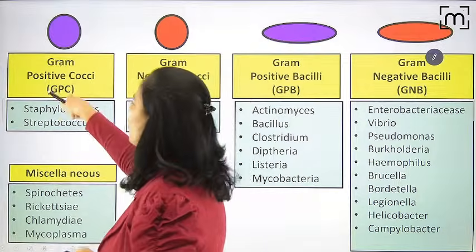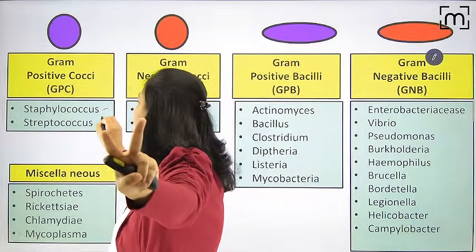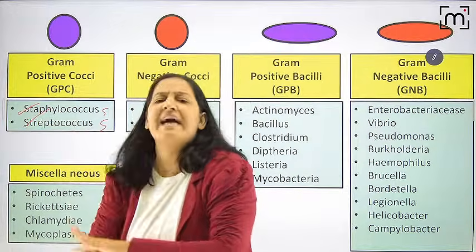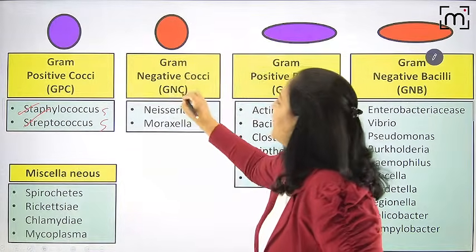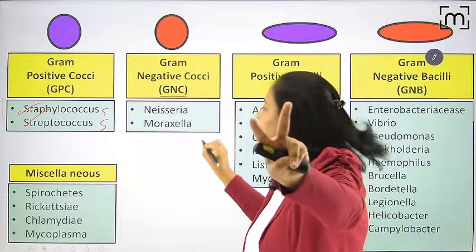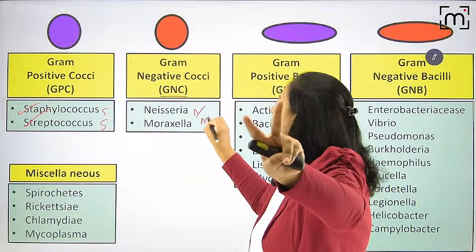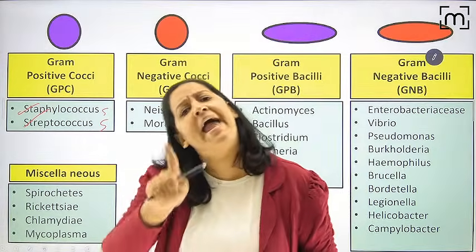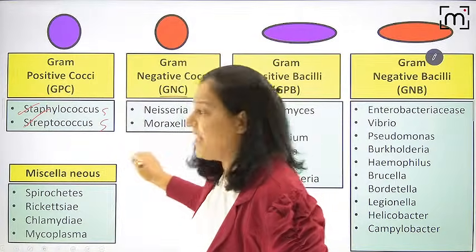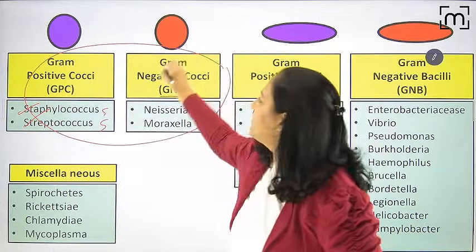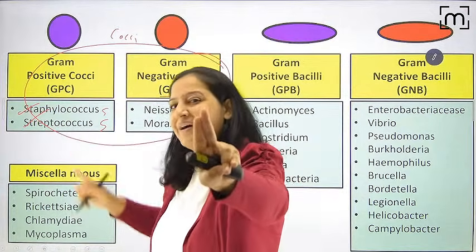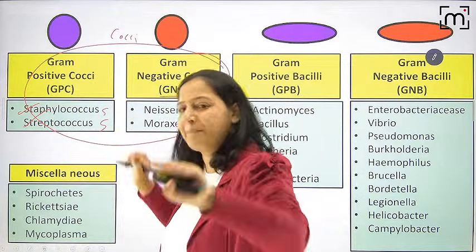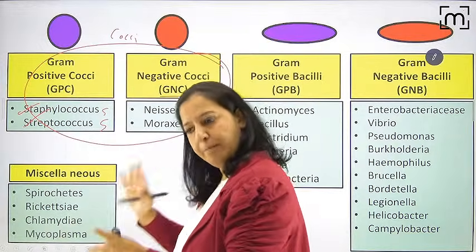In Gram positive cocci, we have only two bacteria. Learn the mnemonic SS: Staphylococcus, Streptococcus. That's it. In Gram negative cocci, again we have two bacteria. Learn the mnemonic NM: Neisseria, Moraxella. That's it. SS, NM. So can I say there are four cocci in the world? Yes. There are four cocci in the world, 2 Gram positive, 2 Gram negative. Total 4 cocci.